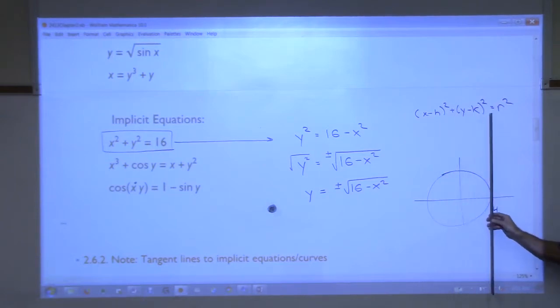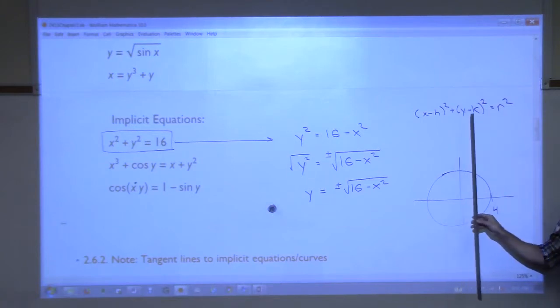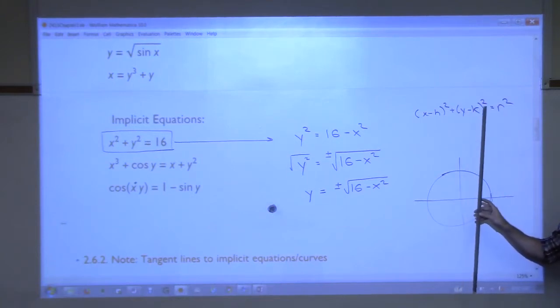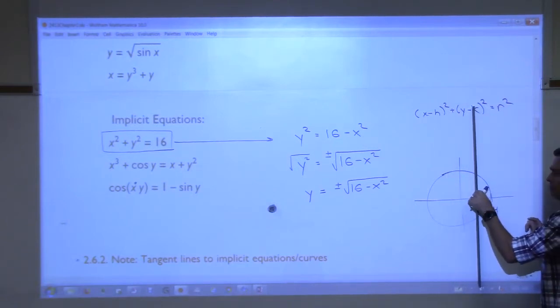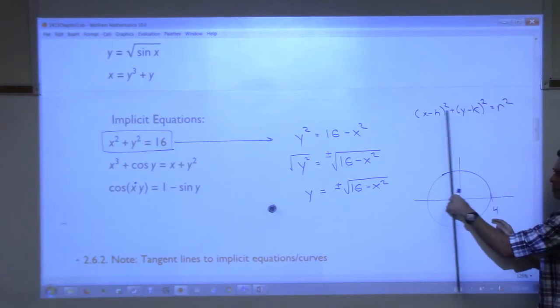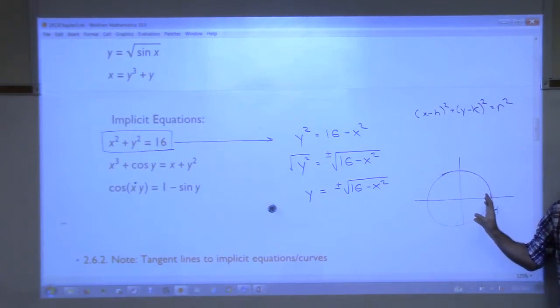It doesn't pass the vertical line test. This is not a function of x, right? It fails the vertical line test, which is the test that we run for functions. If I draw vertical lines and I hit it more than one time, like here I'm going to hit it twice, then we say this isn't a function, right?